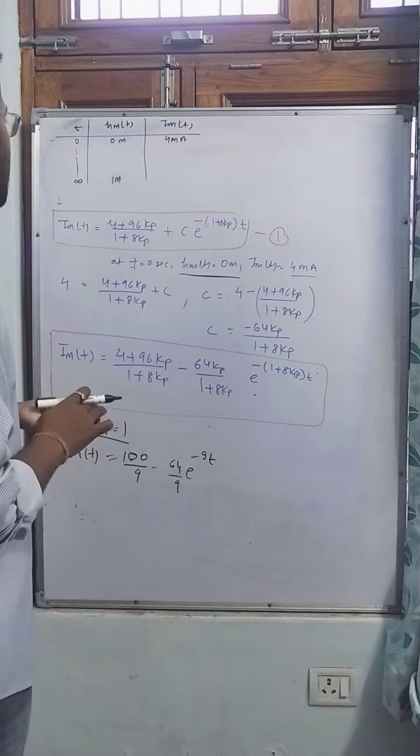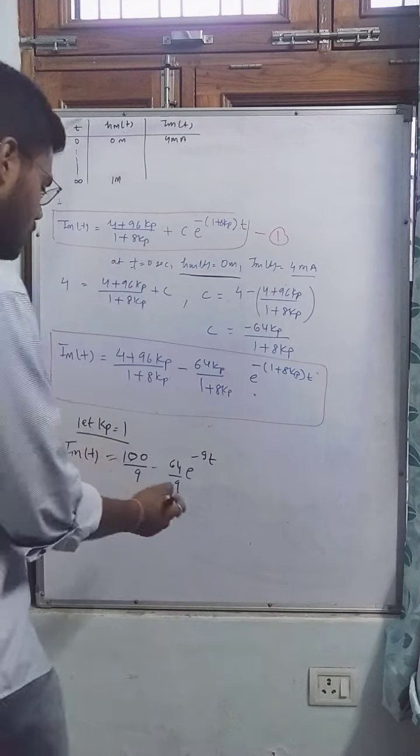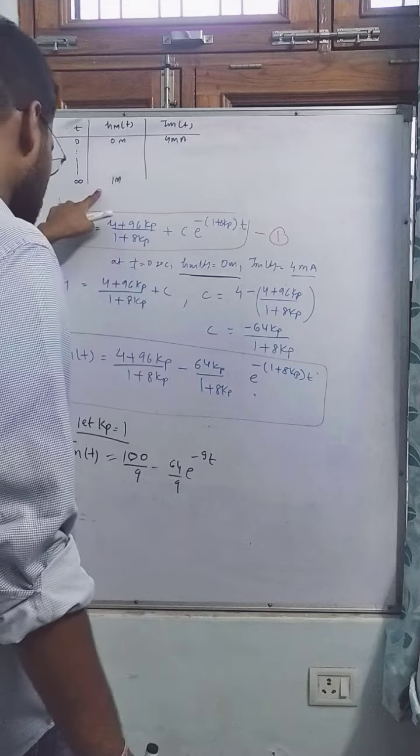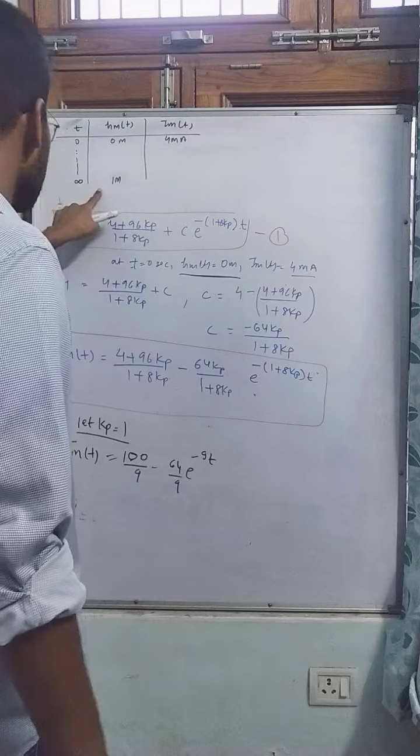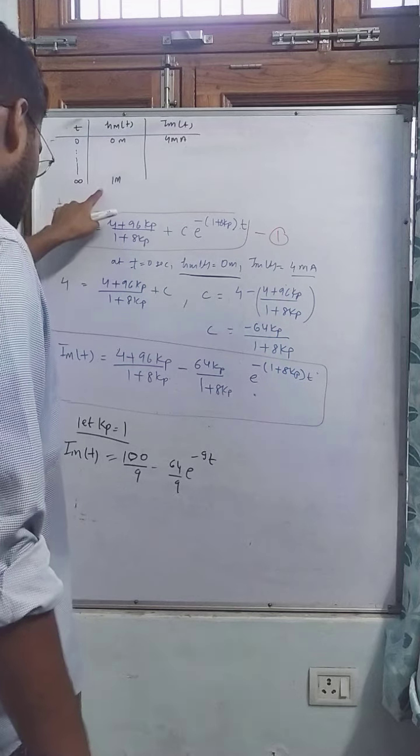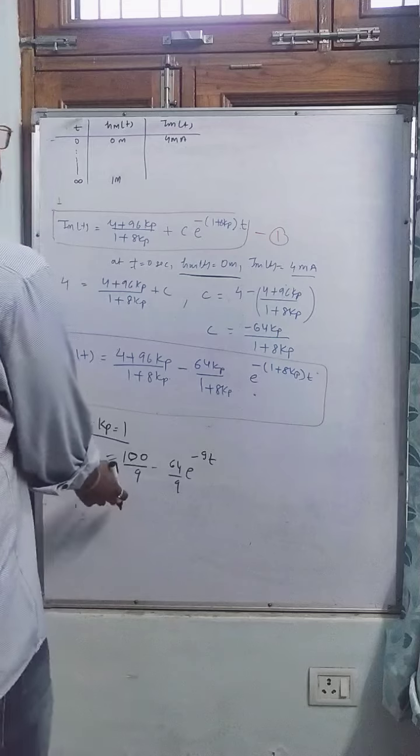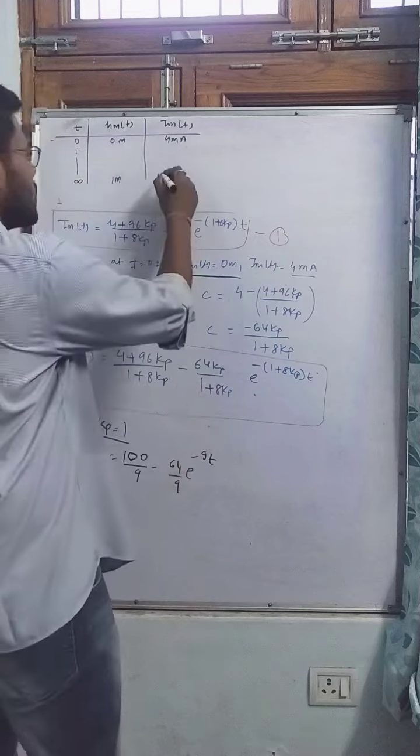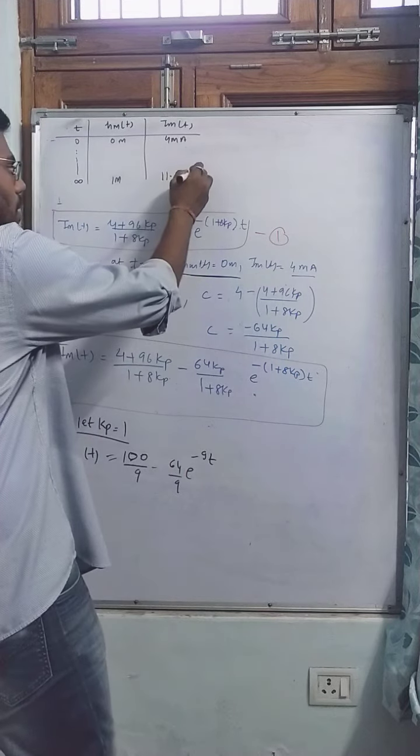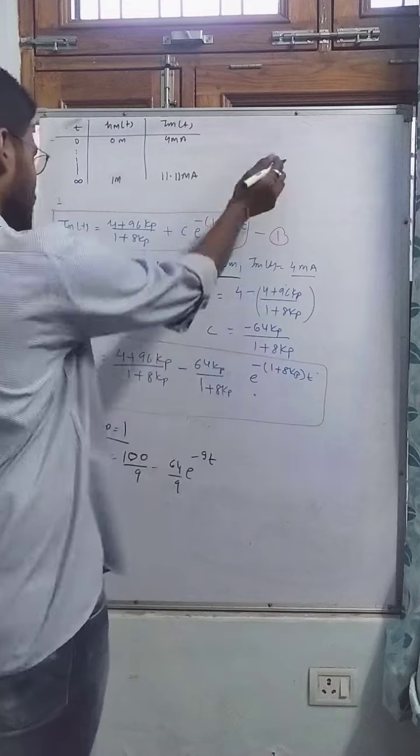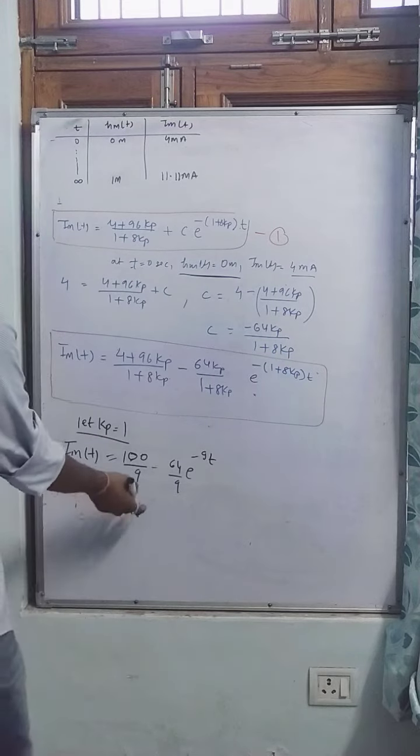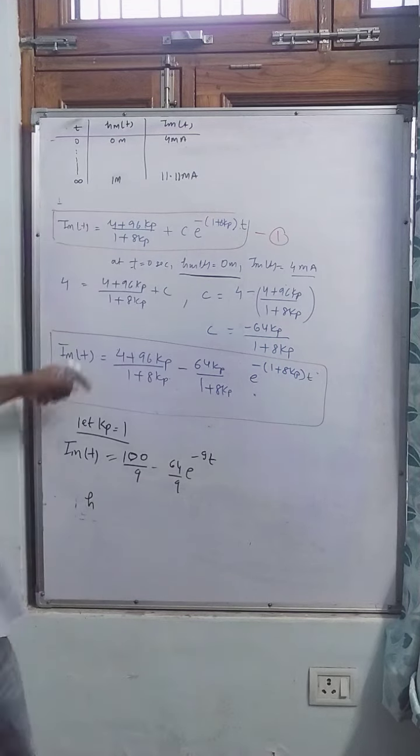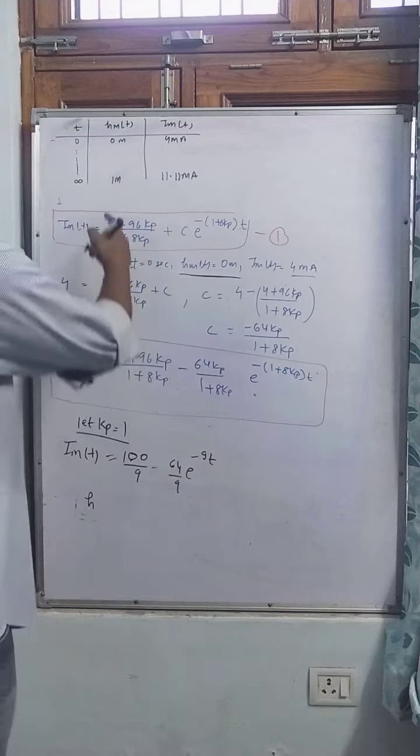What will be 100 by 9? Yeah, so IMT is 100 by 9. Okay, 100 by 9 is how much? 11 point something, 11.11. Yes or no? In that case, if I am considering IMT as 11.11, ideally it should be filled up to 1 meter.